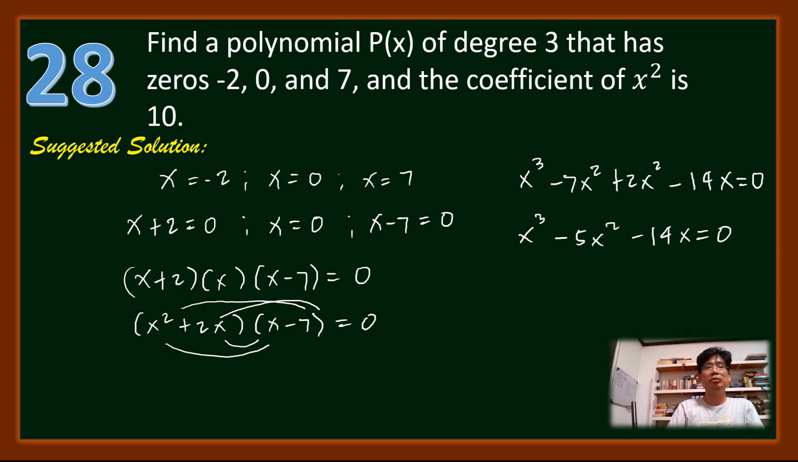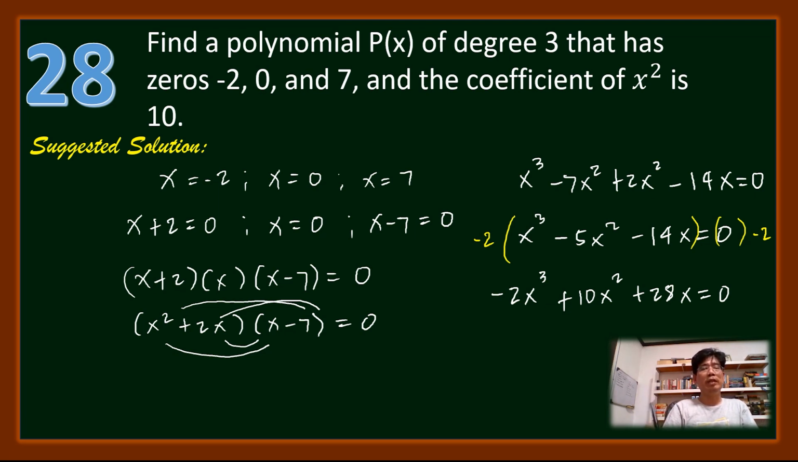If the coefficient of x squared is 10, we can multiply both sides of this equation by negative 2. Then we have a polynomial equation, negative 2x cubed plus 10x squared plus 28x equals 0. Hence, the polynomial required is p of x is equal to negative 2x cubed plus 10x squared plus 28x.